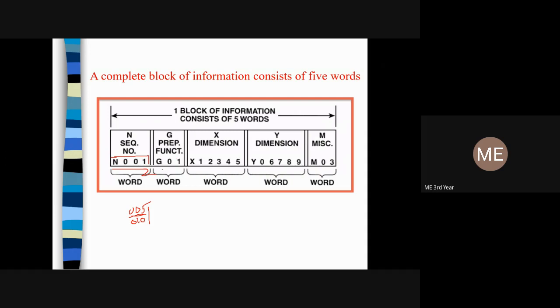And then the preparatory function G01, that is the actual code with which you tell the tool where to go. These are the dimensions where to go. Then the miscellaneous functions like tool change, vice open, vice close, coolant on, coolant off. These are the miscellaneous codes you have to mention after the preparatory functions.